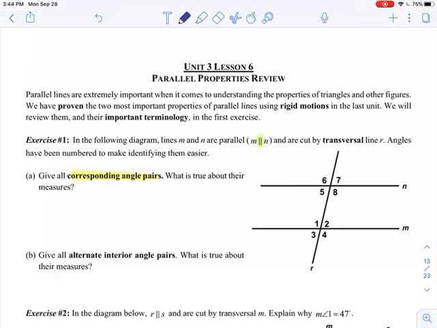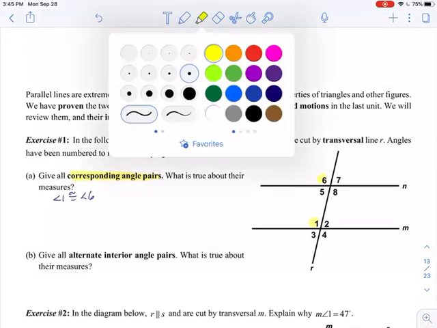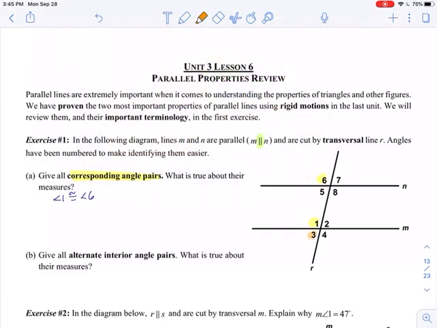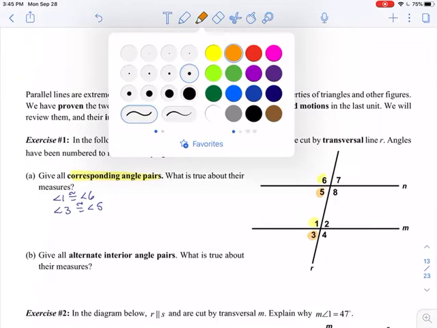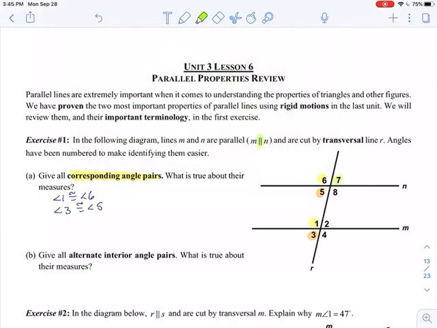The corresponding angles are the angles that correspond or sort of match up to each other. So if you look at, and I'll color code these, angle 1 and angle 6, those are corresponding angles and they are congruent to each other. They're both in the same spot, they're both above the parallel line, they're both to the left of the transversal. And then we have angle 3 and angle 5. Those are also corresponding angles, and those are equal to each other. They correspond, they match up. They're both below the parallel line and to the left of the transversal.